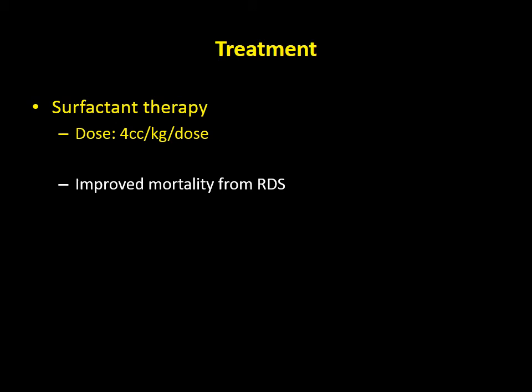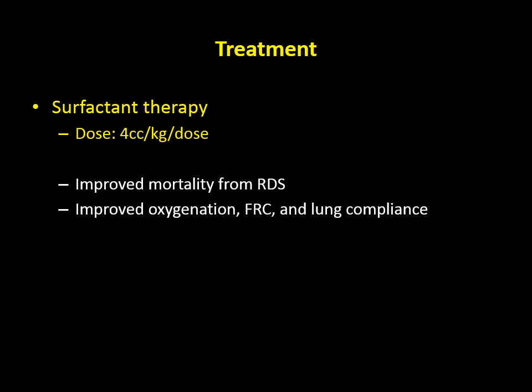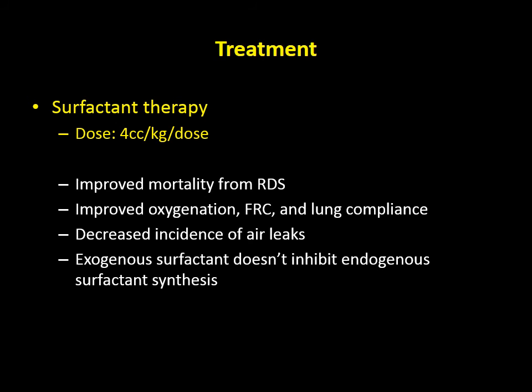Treatment. Since the primary problem is the deficiency of surfactant, we give exogenous surfactant at 4 cc per kilogram per dose. Administration of surfactant will result in improved mortality from RDS, improved oxygenation, FRC, and lung compliance, decreased incidence of air leaks, and exogenous surfactant doesn't inhibit endogenous surfactant synthesis.